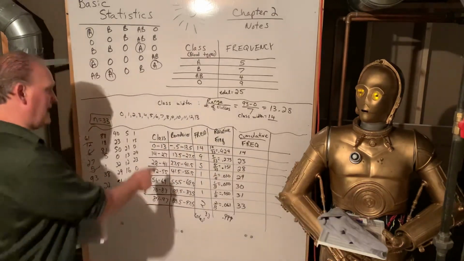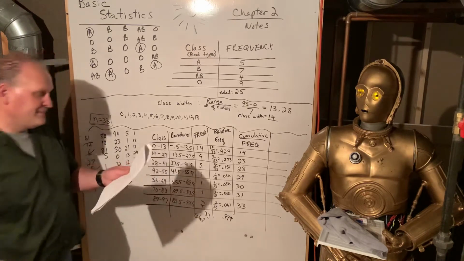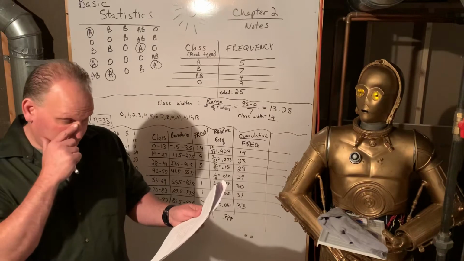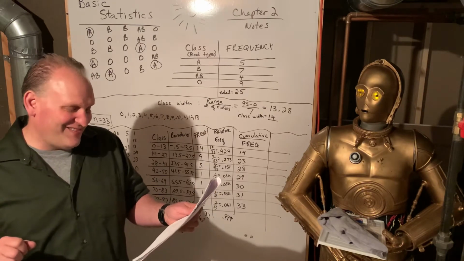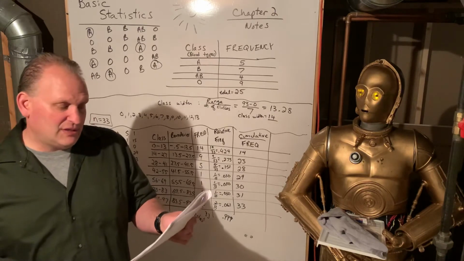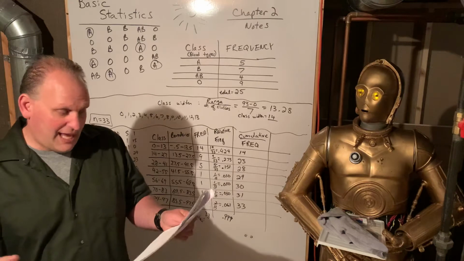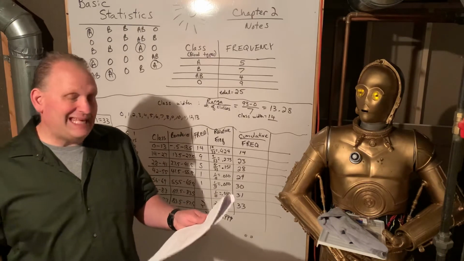Classes can't overlap: 0 to 13, 14 to 27, 28 to 41. Class widths. Classes must be continuous. We can't skip a class just because there's no elements. Gaps are important too. Classes must be exhaustive. All the data has to be captured.